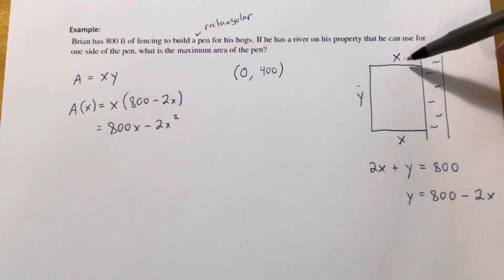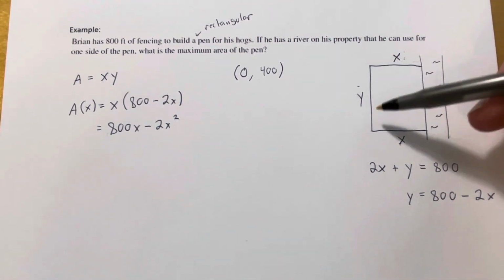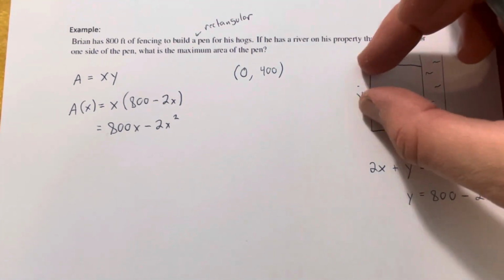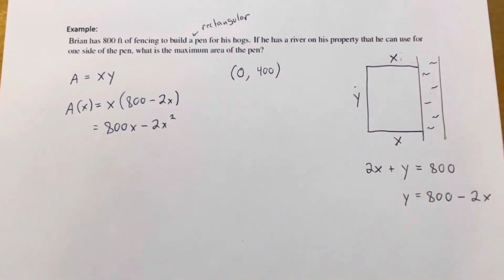I can't use all of my fencing for both of these x's, because then I would have none left for y, and I wouldn't have a rectangle anymore. But I can get as close to 400 as I want, because it'll still leave a little bit left over for y. Now this is an open interval. It's not a closed interval, so I can't use my closed interval method. That means I'm going to solve this problem in essentially the same way that I solved the last problem.